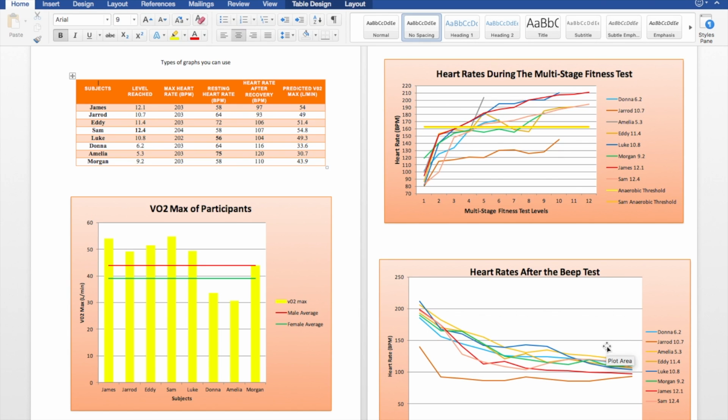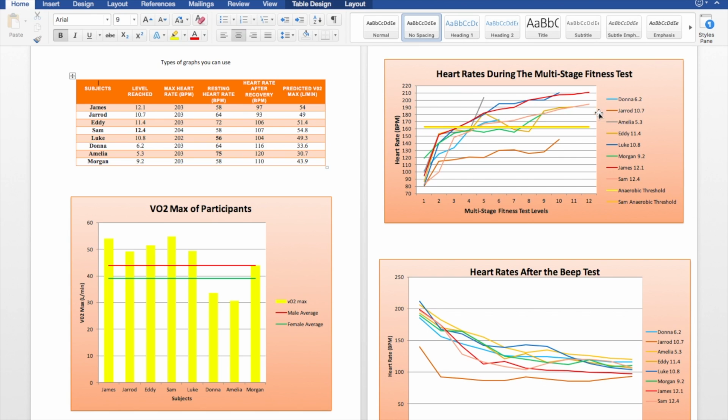So as you can see on the screen, we've got a number of different ways that we can display the data that we've been asked for in question 1. So we've got a few different tables and graphs that you can see here. We've got a collation of the important things: the names, what level they've reached, the max heart rate, the resting heart rate, what the heart rate was after they've recovered, and their predicted VO2 max. Here you've got a graph that displays the VO2 maxes of all the individual athletes. It's got the difference between males and females here.